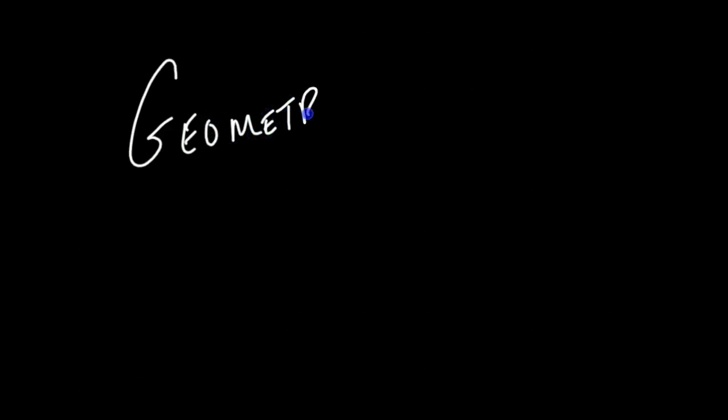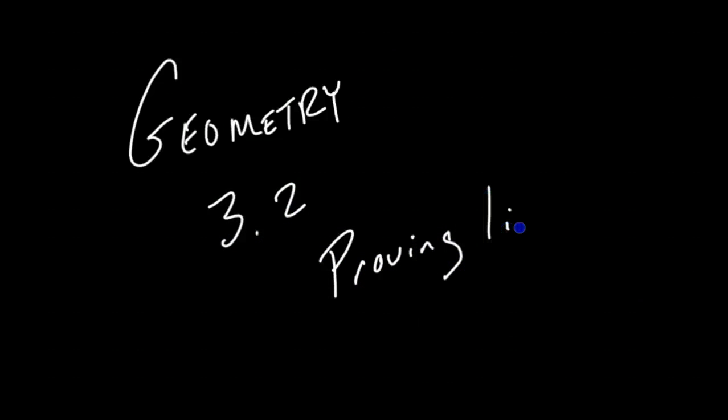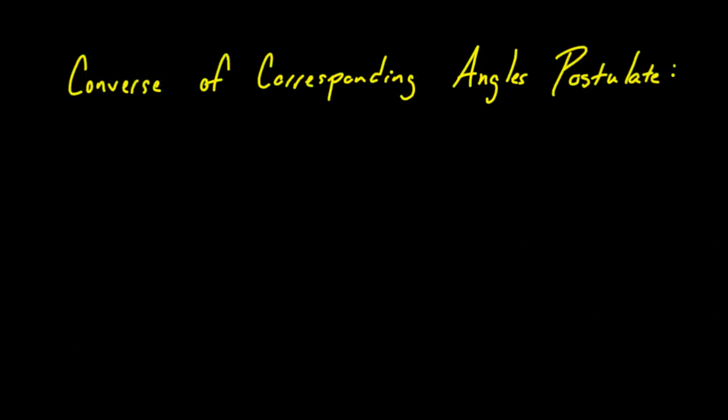Today we're going to be doing an extension of what we did in class, lesson 3.2, which is going to be the opposite of 3.1. In 3.1 we were proving angles were congruent using parallel lines. This time around we're actually going to prove lines are parallel. So it's going to be kind of a flipped idea.